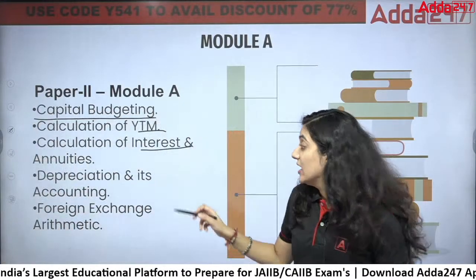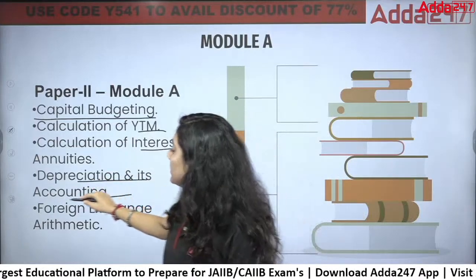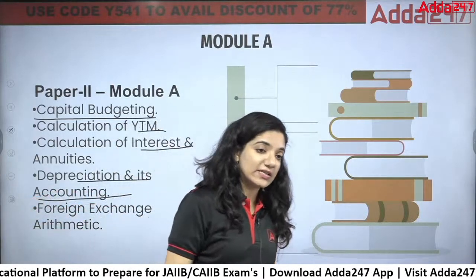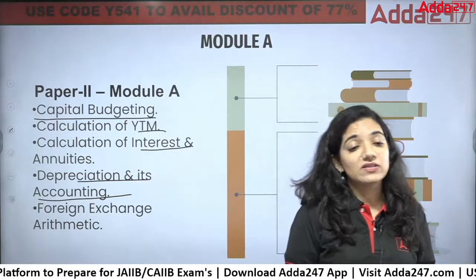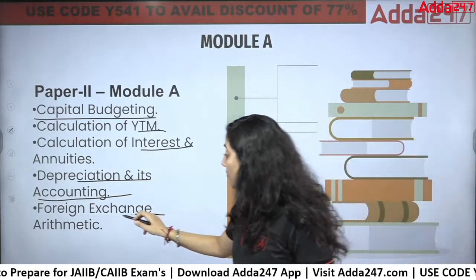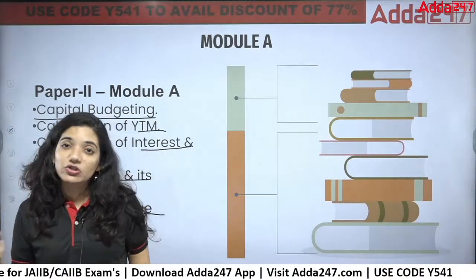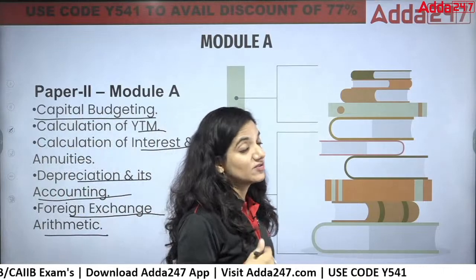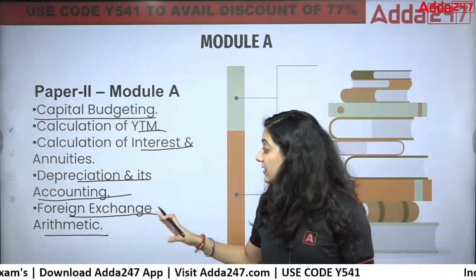Then we have depreciation and its accounting. There are certain methods of depreciation which are stated, and how we look at all those methods is something you need to look into. Then we have forex, the chain rule, and conversion, and what is bid rate and ask rate. All these things are there in this topic.